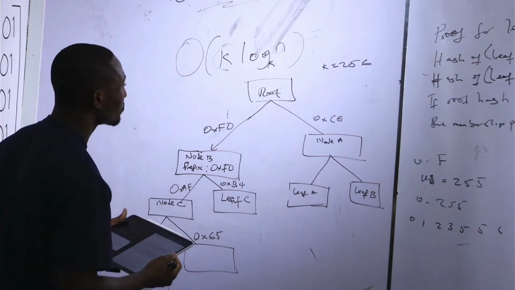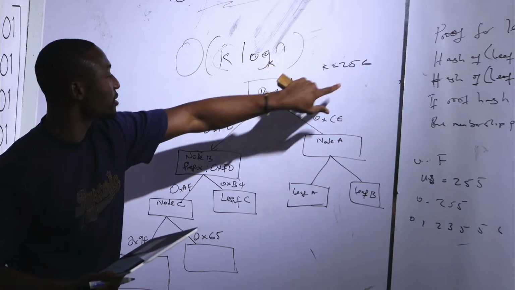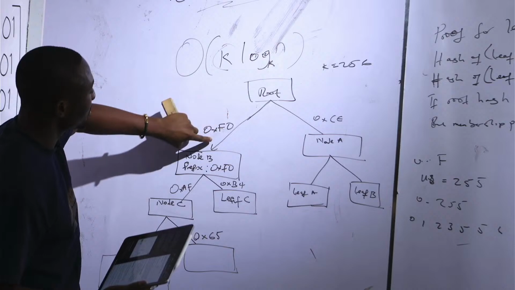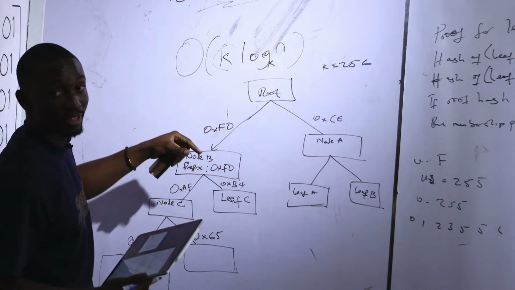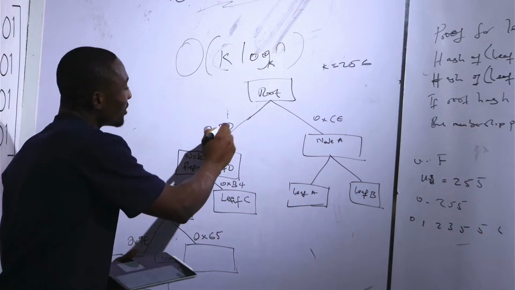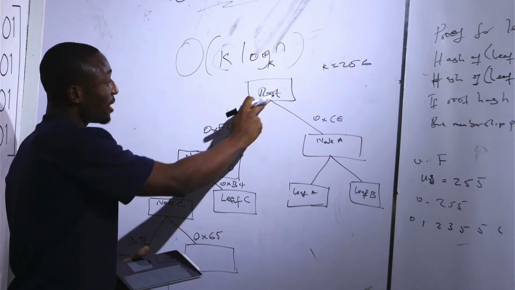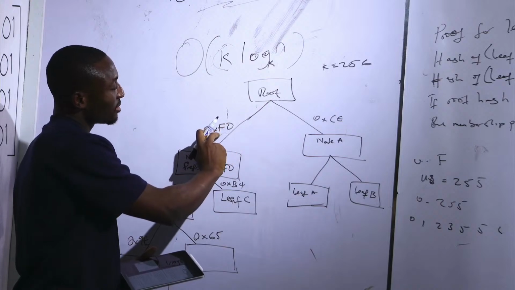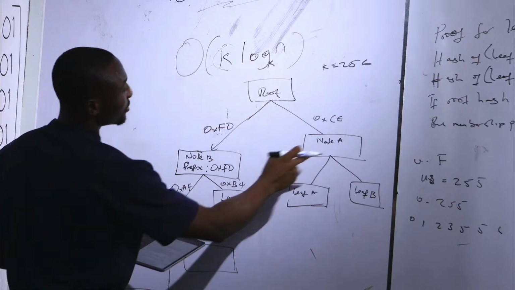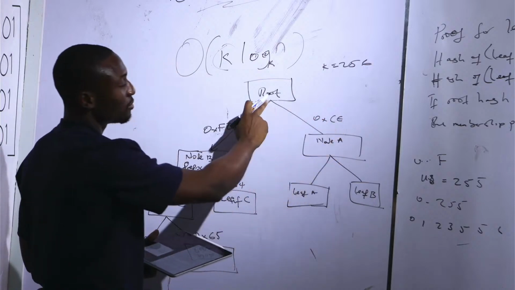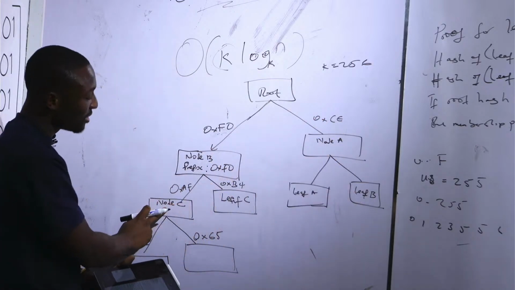So now we have a root node, and we're using K equals 256. So the index for each node is a single byte. Let's say the index for this particular node is this. That means this node occupies the index 0f0 from the root node, and this is 0ce from the root node. So this is a node that has 2 leaves. This node has another node as a child.